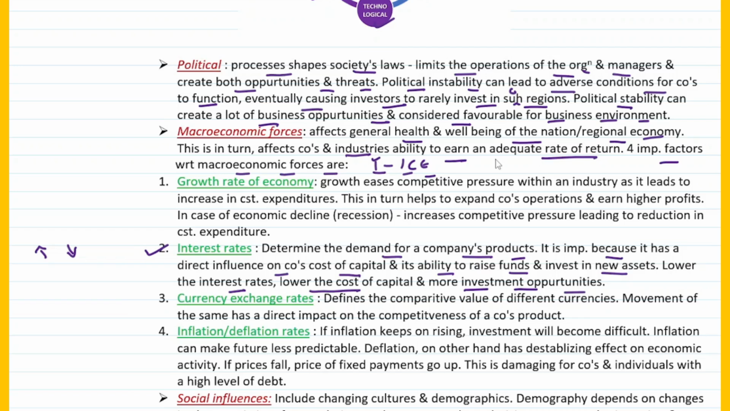Okay. Second I is what? Second I is inflation or deflation rates. To simplify, I have remembered that as inflation, but it comprises both inflation as well as deflation. Now, if inflation keeps on rising, that is, the cost of goods and services keeps on rising, investment will become difficult. That's very obvious, because if it is expensive, then why would someone invest more? So inflation can make the future less predictable.